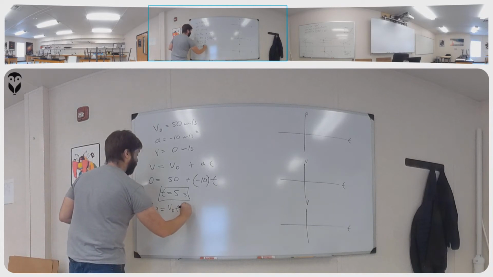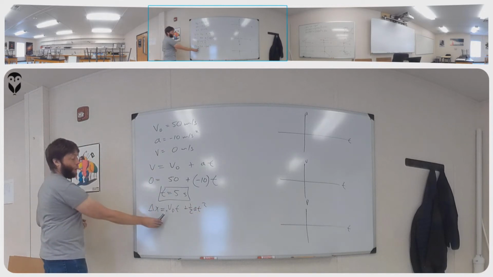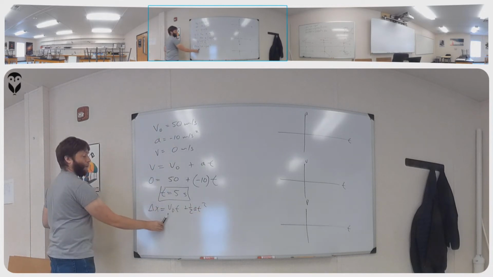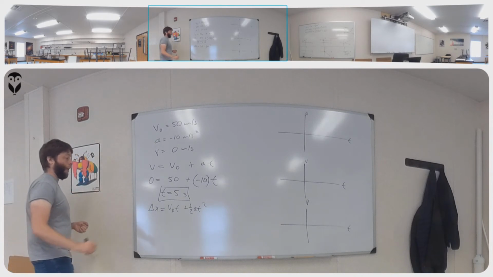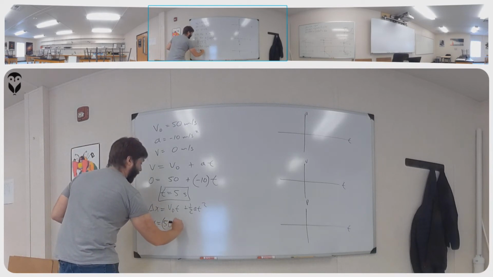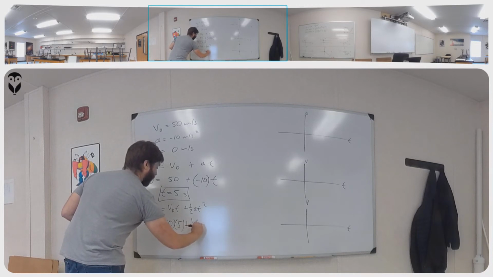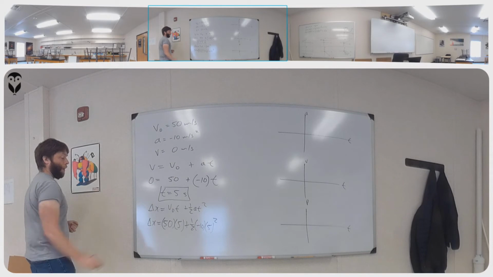v naught t plus 1/2 at squared. Now you got to be careful on this equation. The initial velocity is 50, that's positive. The acceleration over here is negative 10, so you have to include that minus sign. So delta x is equal to, replace the initial velocity with 50. The time is 5 seconds. The acceleration is negative 10. The time is 5, and we're going to square it.